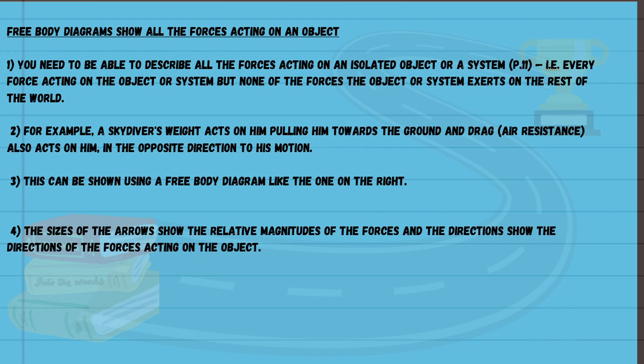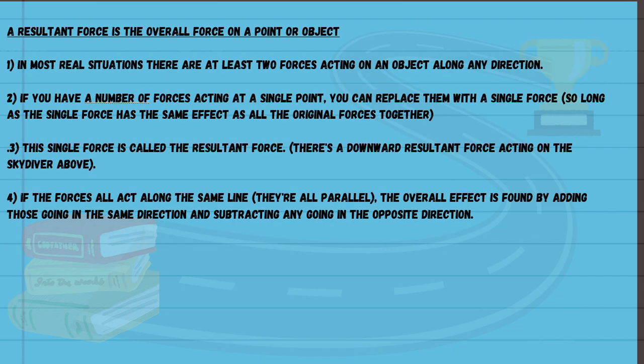For example, a skydiver: weight acts on him, pulling him towards the ground, and drag, air resistance, also acts on him in the opposite direction to his motion. This can be shown using a free body diagram like the one on the right. The sizes of the arrows show the relative magnitudes of the forces, and the directions show the directions of the forces acting on the object.